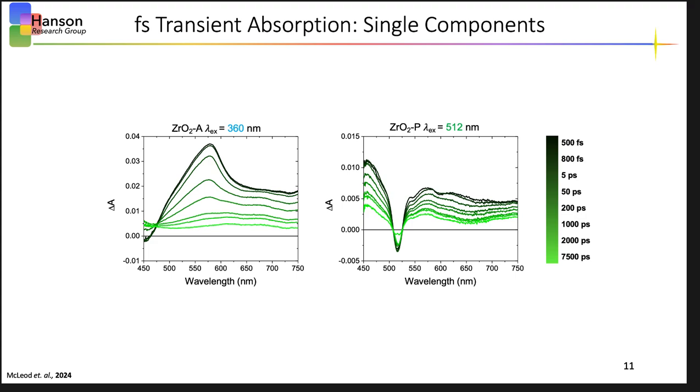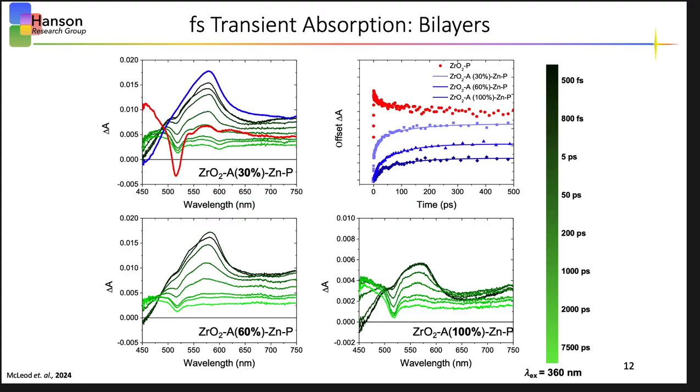For further understanding of the energy transfer events on a short time scale, femtosecond transient absorption was performed. Shown here are the individual components of the bilayer and their spectral features at varying time delays following their direct excitation. On the left, anthracene is shown, and on the right, the porphyrin. Bilayers were investigated by exciting anthracene with the 360 nanometer pump and monitoring at time delays out to 7,500 picoseconds. When comparing the three bilayers, each of a different concentration of anthracene, their spectral features are largely unchanged.